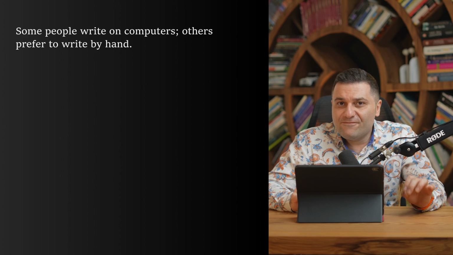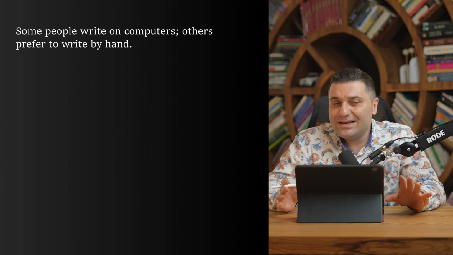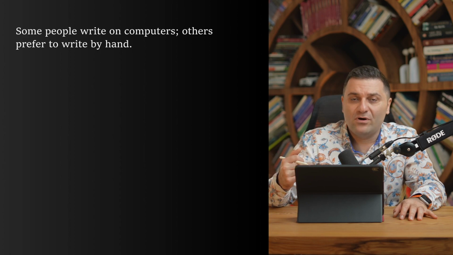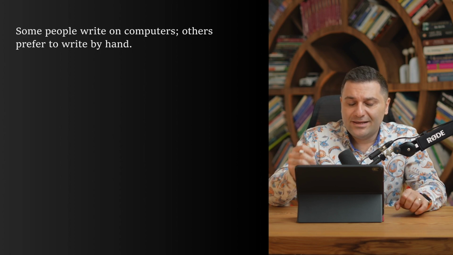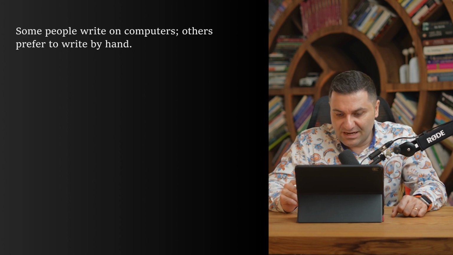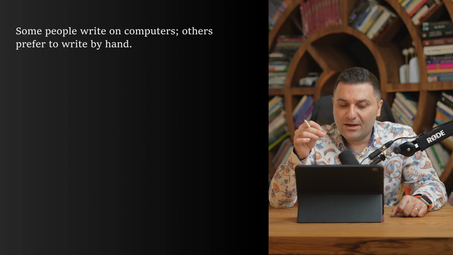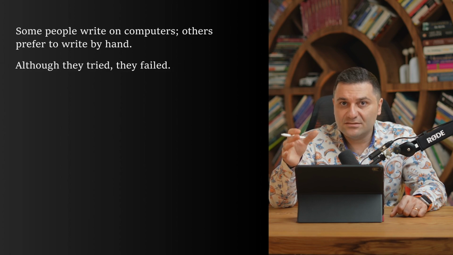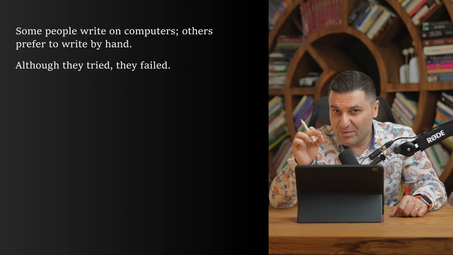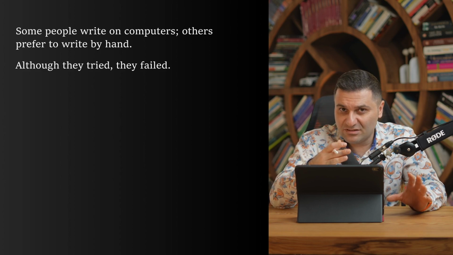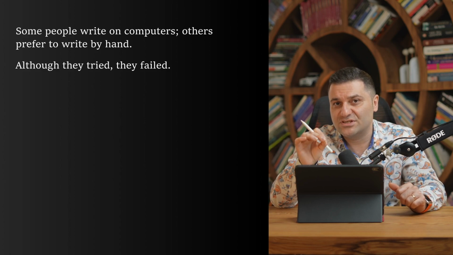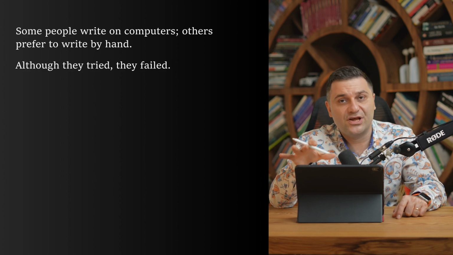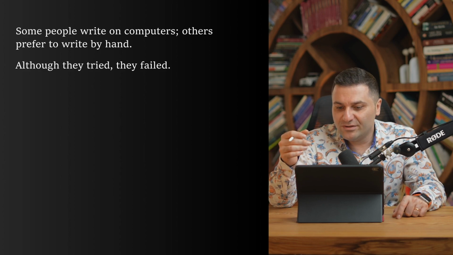Next rule is avoid a semicolon when a dependent clause comes before an independent clause. For example, we do not say, although they tried; they failed. You remember that in this case, when we have a dependent clause, we should use comma, not semicolon. So avoid using semicolon in this situation. That would be better to say, although they tried, they failed.